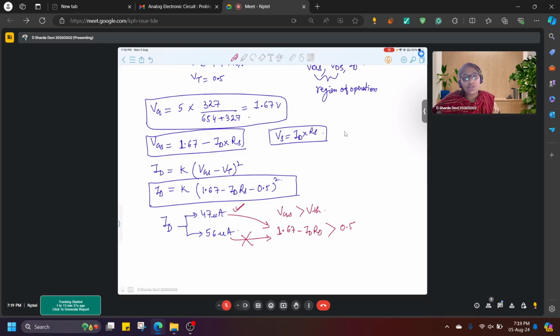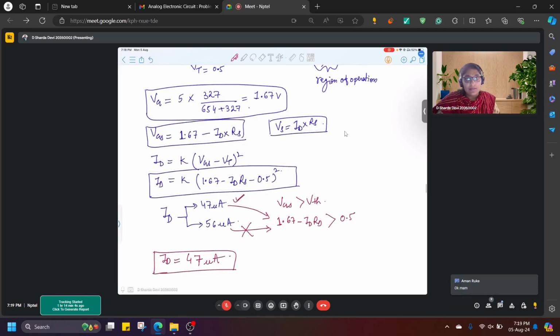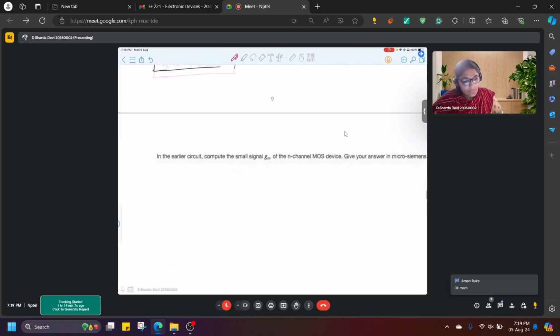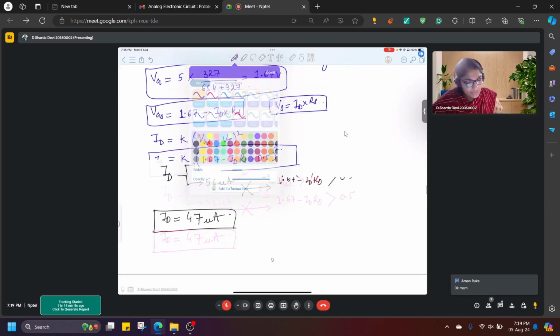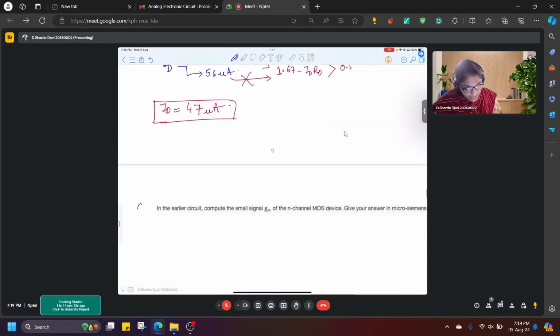So saturation is a far-off matter. This is the first condition that you should check, whether the transistor is on or not. If it comes out on in both conditions, then move to the condition of saturation. So the final answer of ID turns out to be 47 microampere. Is this clear? Yes, ma'am. Okay. Now move on to the next problem, question number 7.